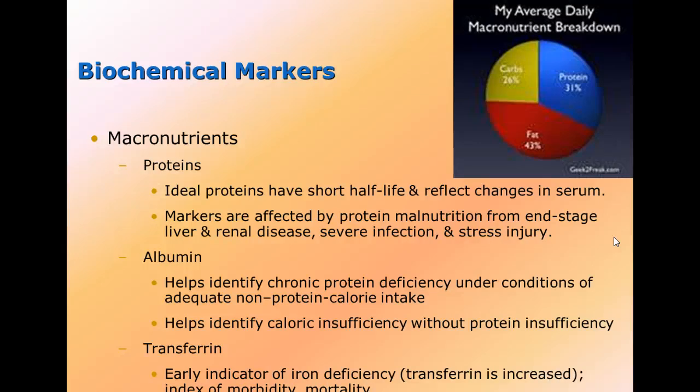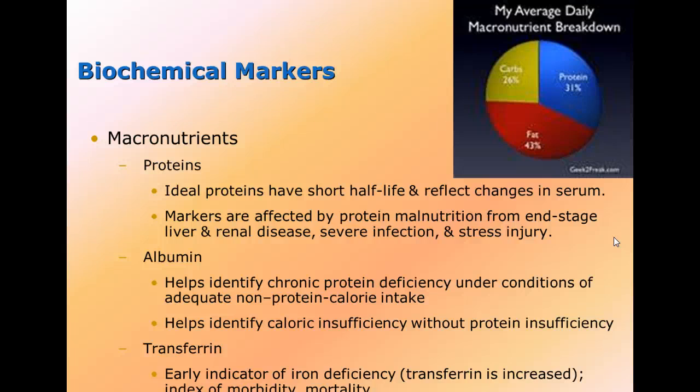Another one which we've talked about in the past is albumin. If somebody has issues with their albumin levels, it can help identify chronic protein deficiency under conditions of not having high enough protein calorie intake. It also identifies caloric insufficiency without protein insufficiency. So if somebody doesn't have enough calories, they may be thin, but they'll have enough albumin. If somebody does not have enough protein and they have a caloric insufficiency, their albumin levels may be affected.